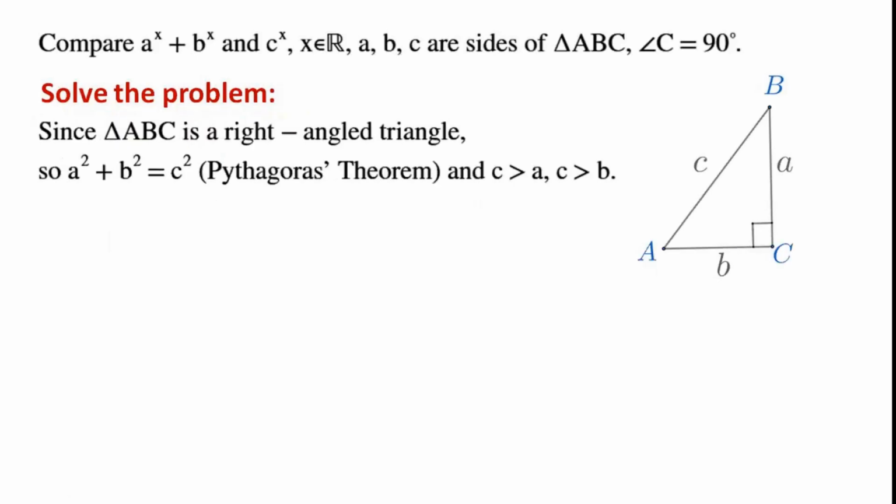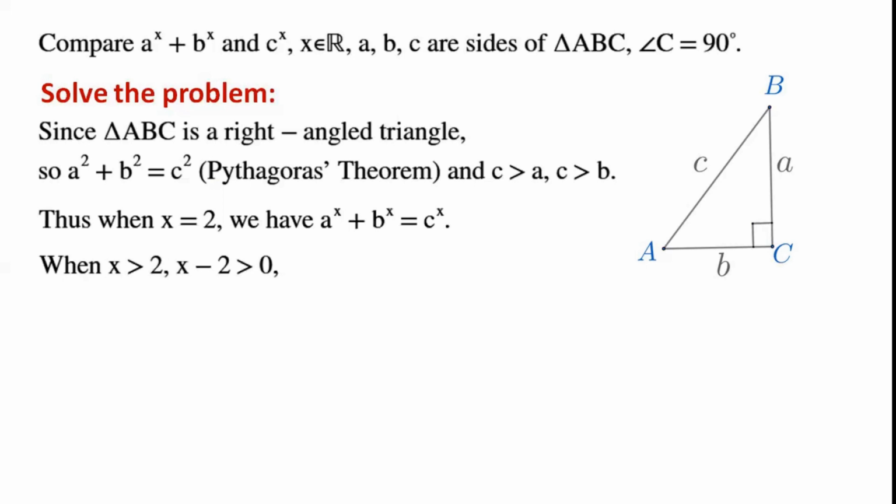Since triangle ABC is a right-angled triangle, a squared plus b squared equals c squared, and A and B are less than C. Thus, when x equals 2, we have a to the power of x plus b to the power of x equals c to the power of x.